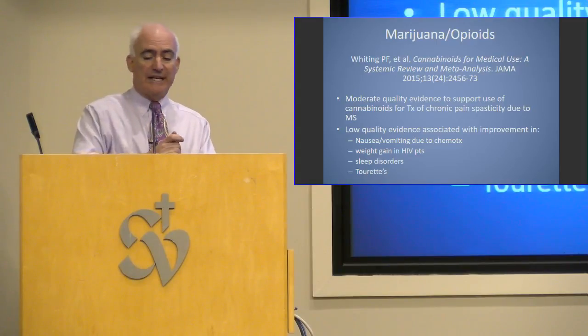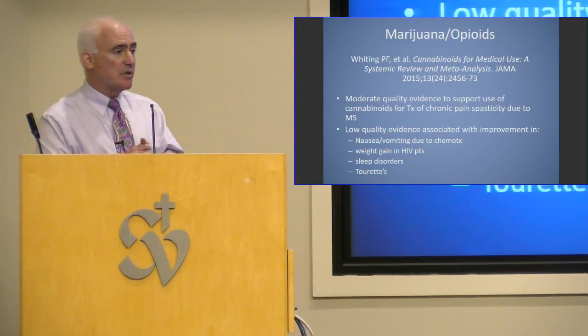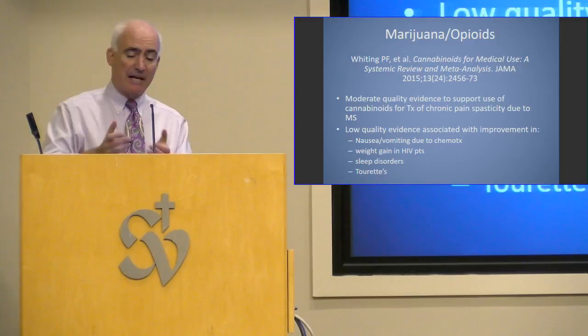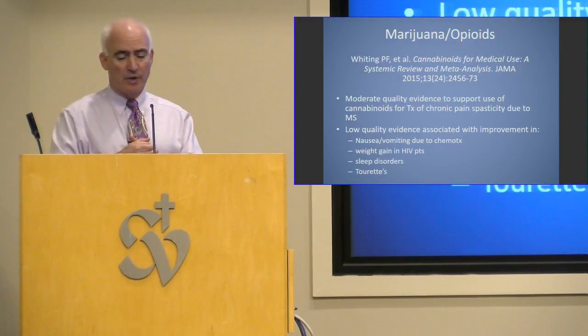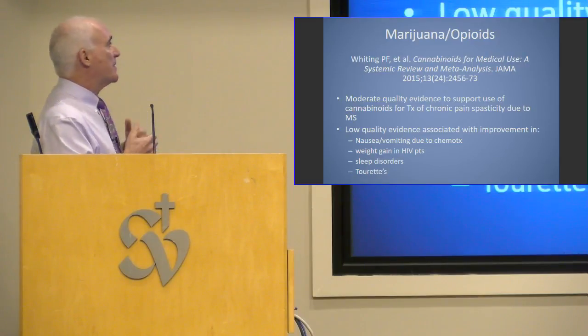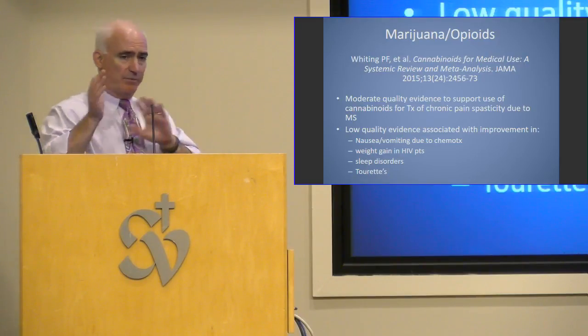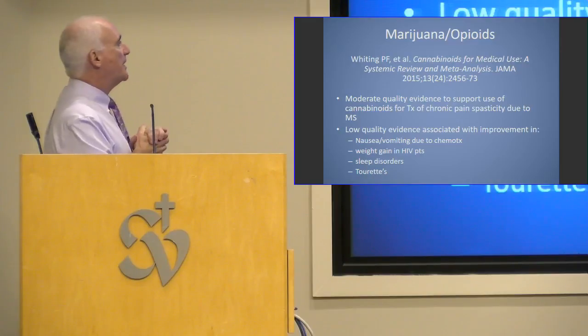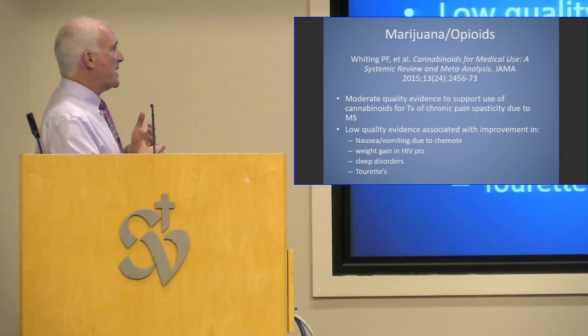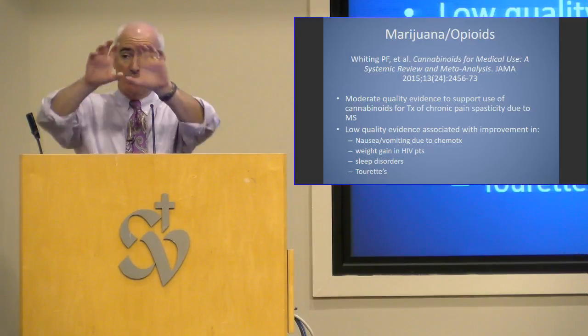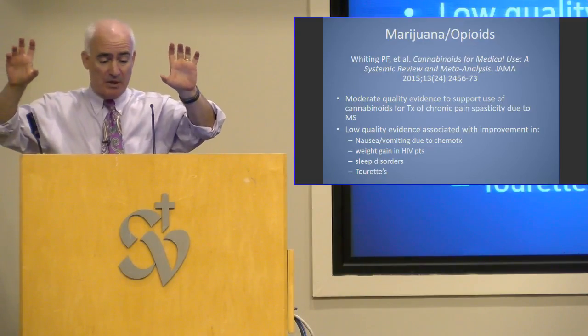Whiting et al. looked at cannabinoids for medical use. This was a systematic review and a meta-analysis. This was published in JAMA, Journal of the American Medical Association, in 2015. And they found that there was moderate, not poor, but moderate quality evidence to support the use of cannabinoids for treatment of chronic pain and spasticity due to MS. Looked at a very specific piece.